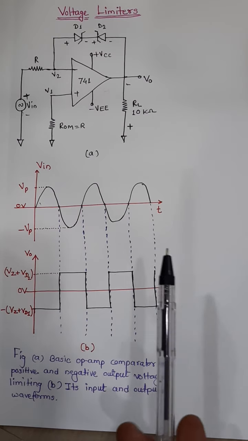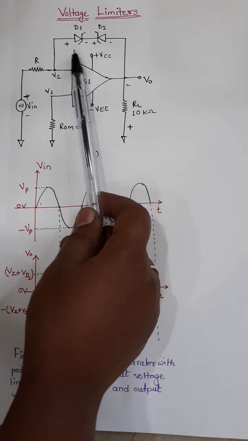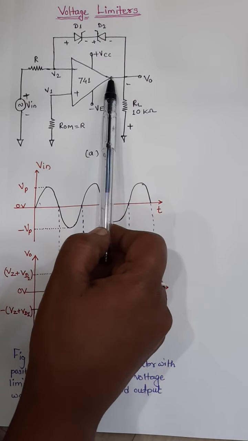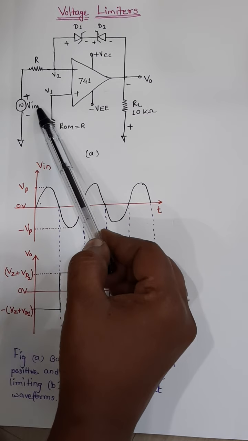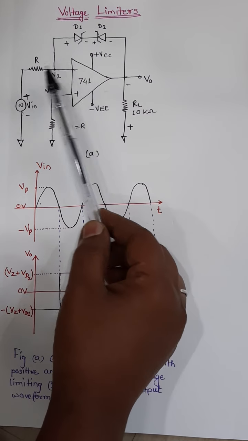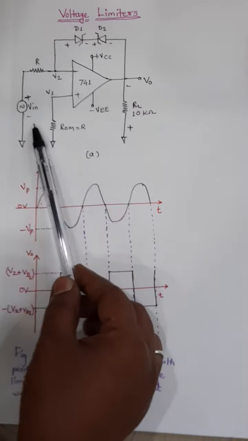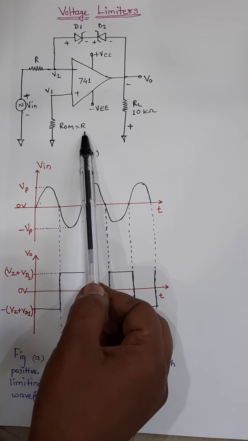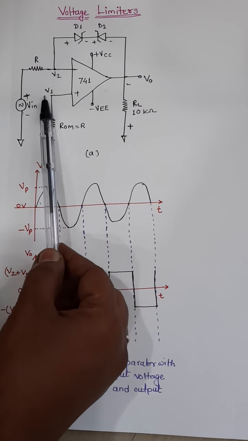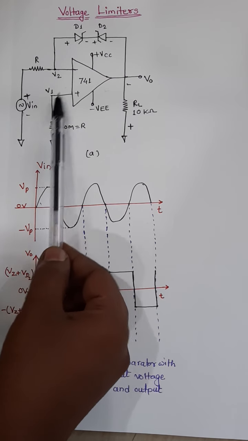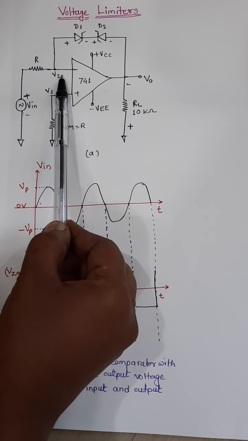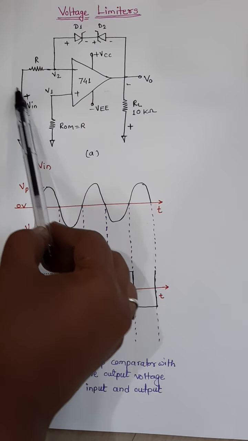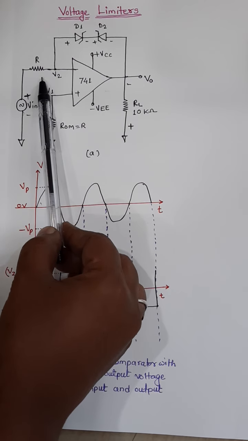We can see here there are two diodes, D1 and D2. These are Zener diodes, and we have connected these two diodes in the feedback network, and the input signal Vin is given to the inverting input terminal through resistor R, whereas the non-inverting input terminal is connected to ground through the offset minimizing resistor. So here the voltage V1 is automatically equal to 0, and this point V2 is at virtual ground. So whatever the input voltage Vin is will appear across the input resistor R.